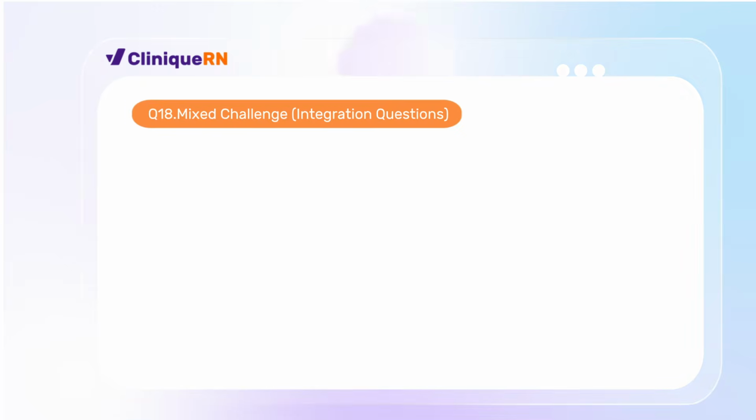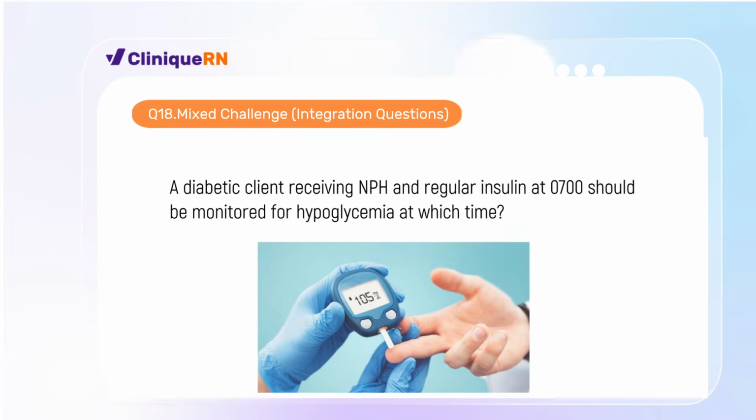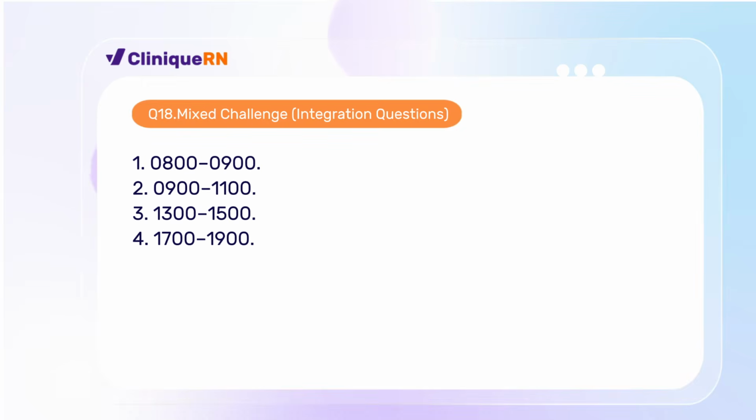Question 18. A diabetic client receiving NPH and regular insulin at 0700 should be monitored for hypoglycemia at which time? 1. 0800 to 0900. 2. 0900 to 1100. 3. 1300 to 1500. 4. 1700 to 1900.